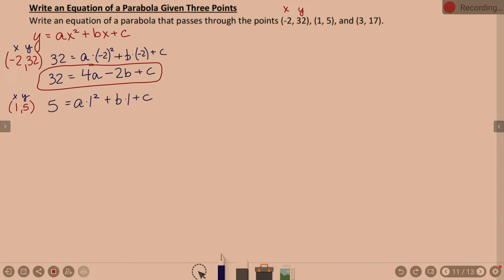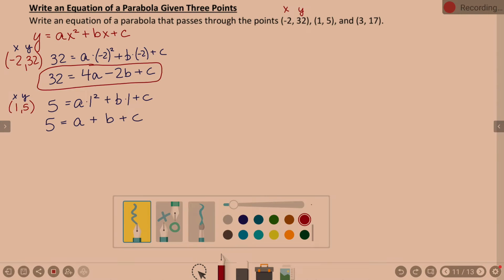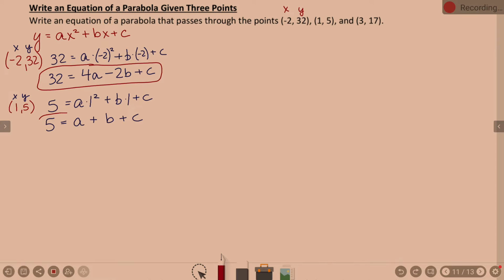What's this clean up to be? So it's not just 1 plus 1. Don't forget the a's and b's. So 1a plus 1b plus c. Or in other words, I just wrote a plus b plus c equals 5. I just still have my 5 on the other side here for the moment.